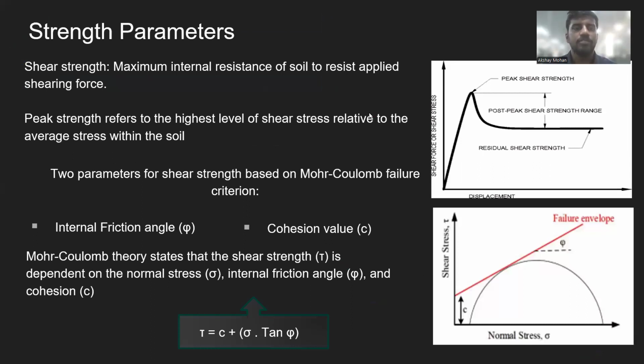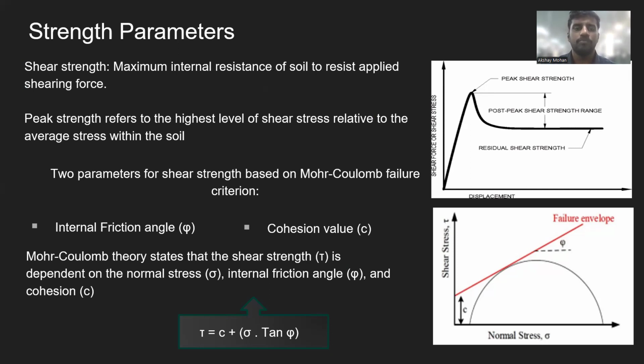In this slide, we will discuss the strength parameters of soil. The most important strength parameter of soil is shear strength, which is the resistance of soil to applied shearing force. The peak strength refers to the highest shear stress level relative to average stress within soil, as seen in the graph between shear stress versus displacement.